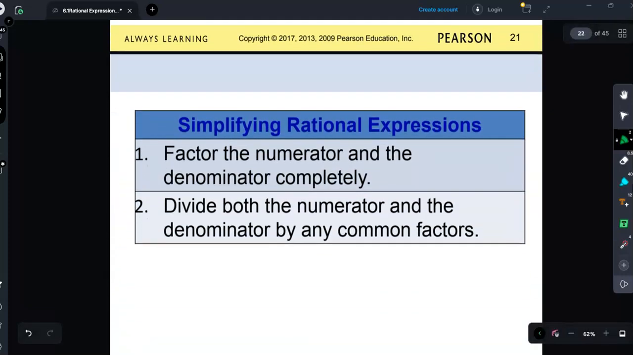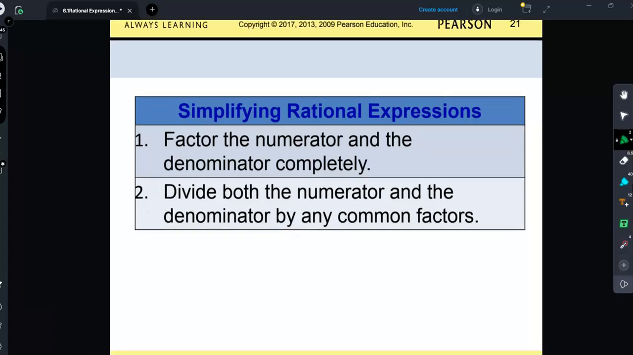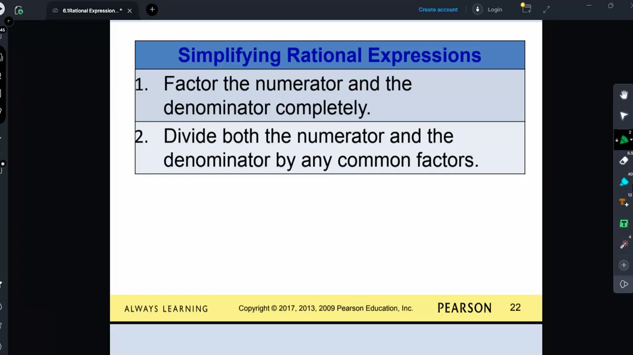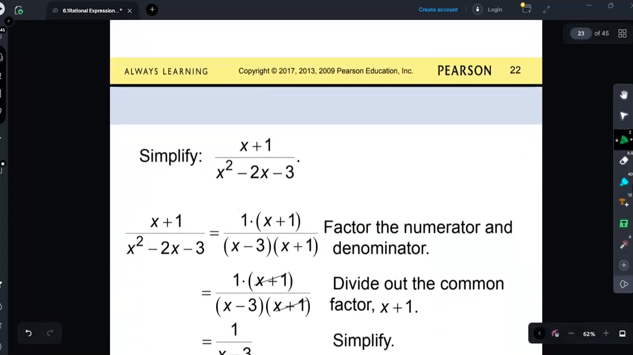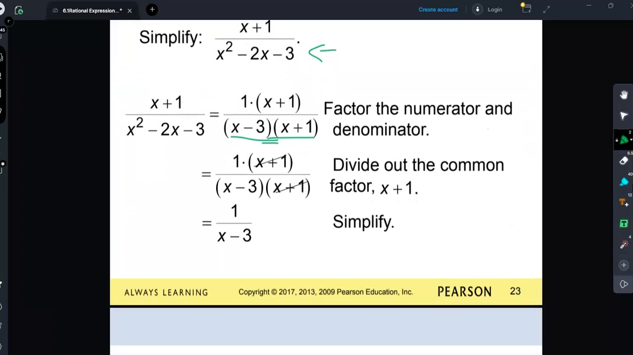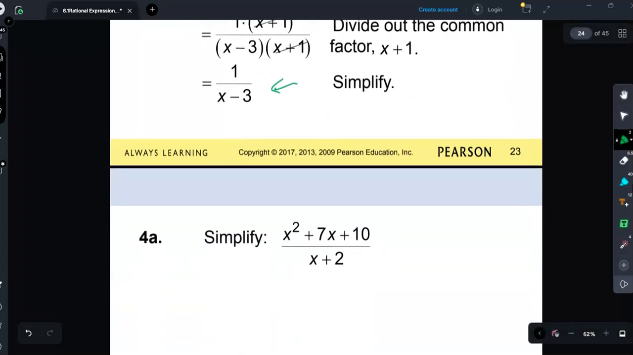How do you simplify rational expressions? So this is what's on your notes. Factor the numerator and denominator completely, and then divide by common factors. So you cancel those things out. Like here, we're going to factor the denominator. When we do, it factors into this. We have a common thing, x plus 1, so we cancel out the x plus 1s, and then we finally have 1 over x minus 3.